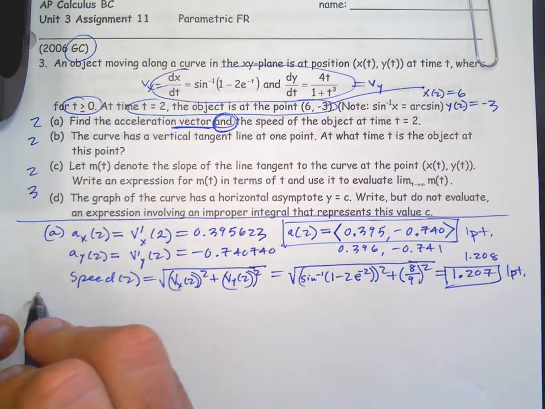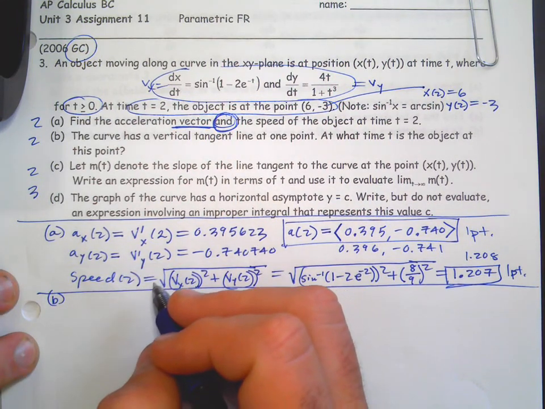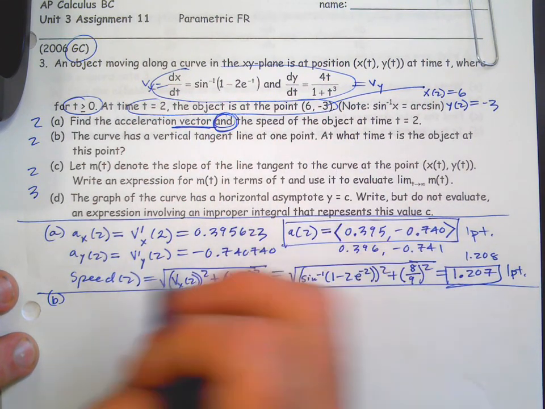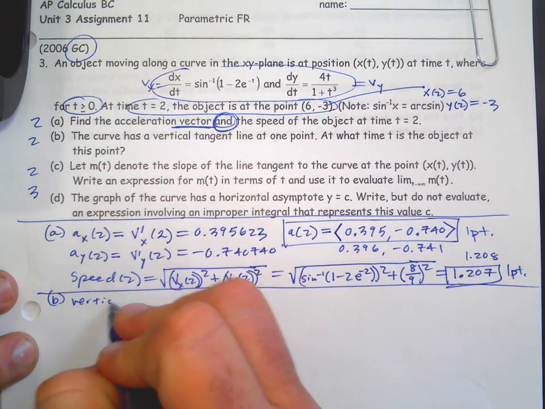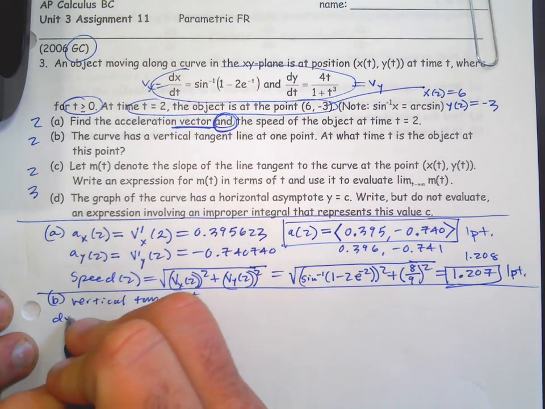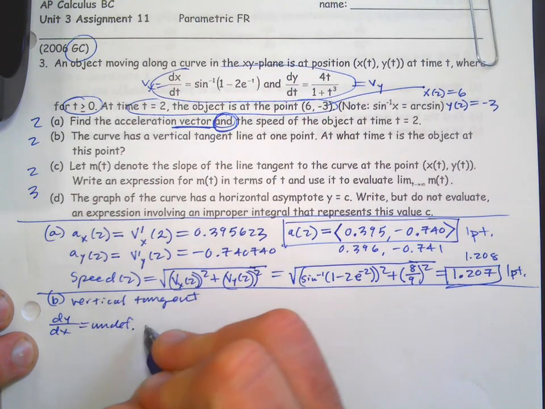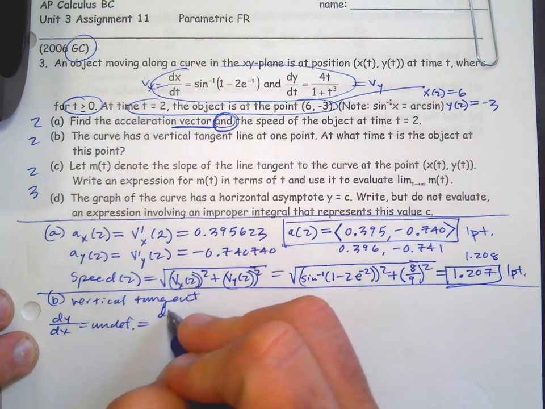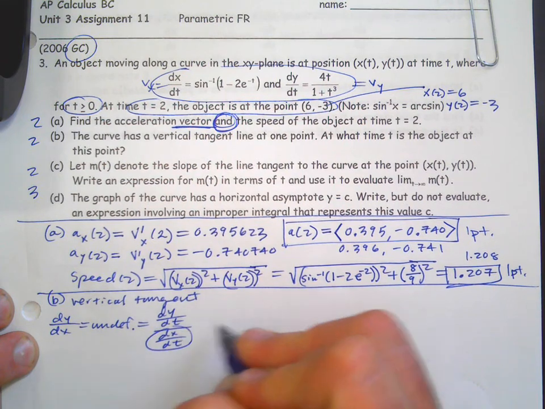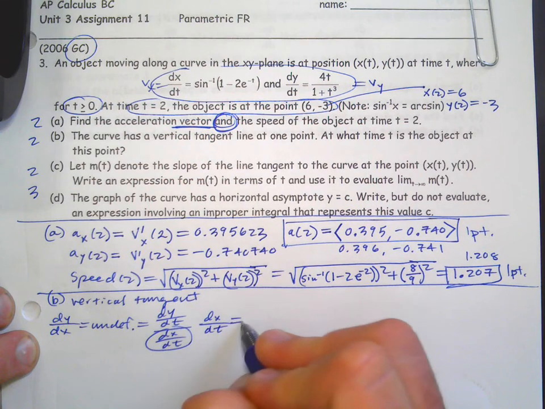All right. Part B. The curve has a vertical tangent line at 1 point. At what time t is the object at this point? So we're looking for a vertical tangent, which on any kind of graph is when the slope is infinitely steep. So it's undefined caused by division by 0. We also know that dy/dx is dy/dt over dx/dt. So it's really dx/dt equals 0 that we're concerned with.